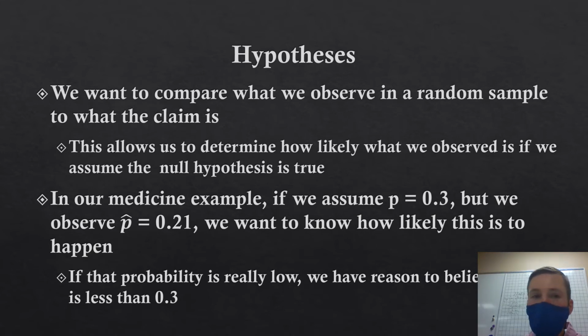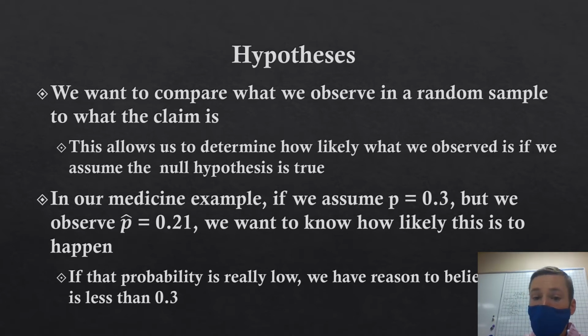So when it comes to a hypothesis test, we want to compare what we observe in a random sample to what our original claim was in the null hypothesis. And this allows us to determine how likely what we observed is if we assume that null hypothesis is true. So for example, if we're talking back in our medicine or disease example, we are claiming in our null hypothesis that the percentage is 0.3 or 30%, but maybe we take a random sample of say 100 people and we find that that sample proportion, so within those 100 people, 21% of them have the disease, okay?